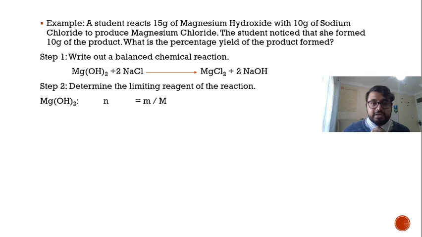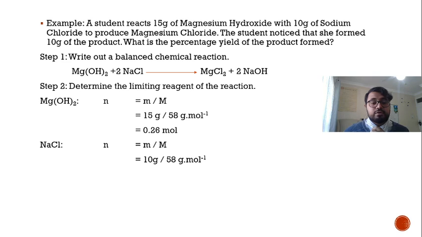Okay, so we have 15 grams of magnesium chloride and your molar mass for magnesium chloride would be 58 grams per mole, and that would give us 0.26 mole. And we look at NaCl, which is 10 grams of NaCl over also 58 grams per mole, and that would give us 0.17 mole.